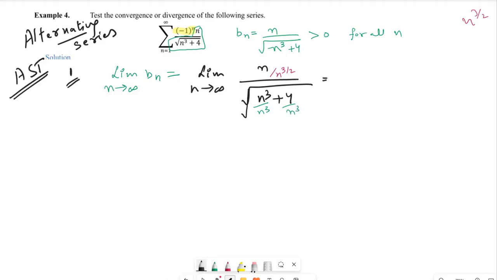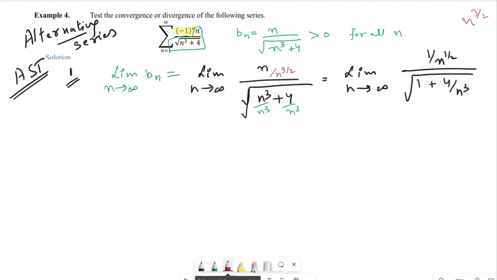Okay, let's simplify that. The limit as n approaches infinity of n by n to the power 3 by 2 should be 1 by n to the power half, square root of 1 plus 4 by n cubed. Now if n is approaching infinity, 1 by square root of n will also approach 0 and 4 by n cubed will approach 0. So what do we have? This is 0 divided by square root of 1 plus 0, that is basically 0. So our first condition of AST is verified.